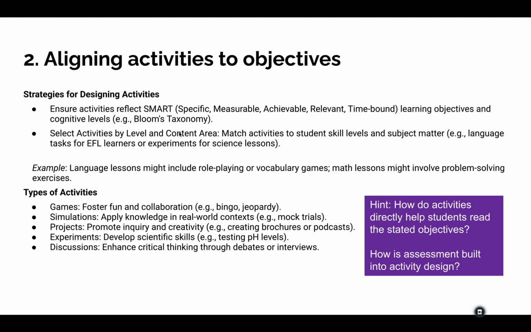The next thing is aligning. The first part was having higher order thinking skills when we are in active learning. The next thing is aligning activities to your objectives. So remember, we want our objectives to be SMART, and we want to think about the English language learners as well, and what language lessons might need. For example, including the language of math, the language of reading, etc. Different types of activities such as games, simulations, projects, experiments, and discussions. So you also want to vary the types of activities.